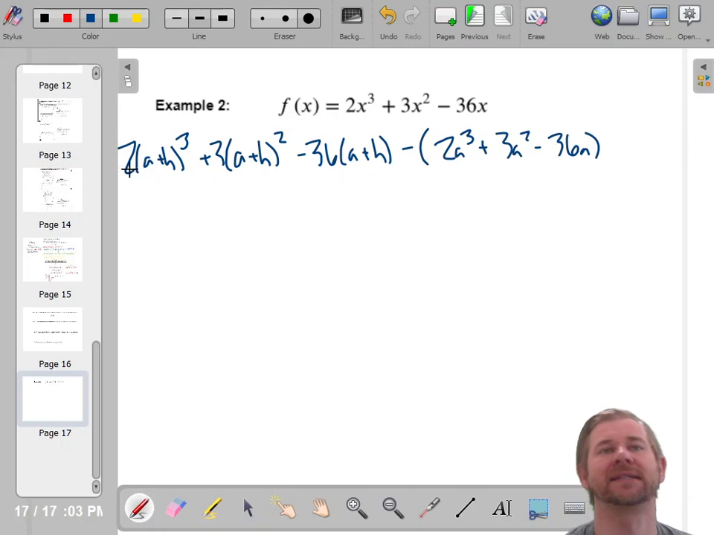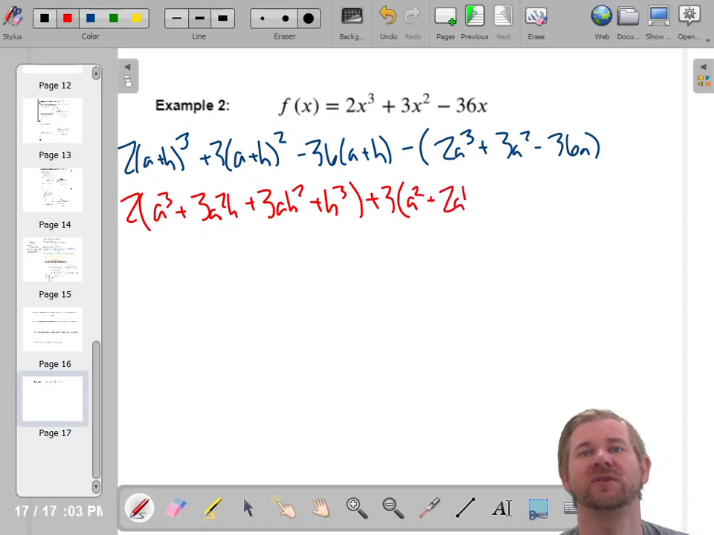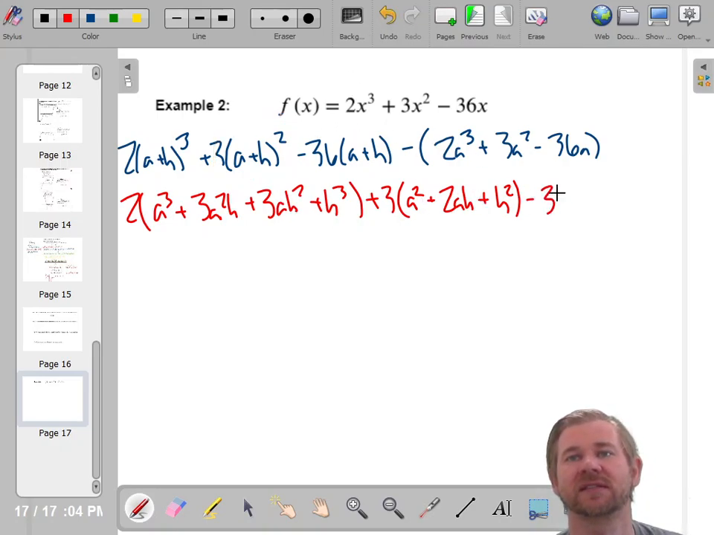Okay. Now, like I said, I already expanded this, so I'm just going to write out what it comes out to. It's a cubed plus 3a squared h plus 3ah squared plus h cubed. That's this. Plus 3, I know that one too: a squared plus 2ah plus h squared. That's this. Okay. Now I just have to distribute the 36.